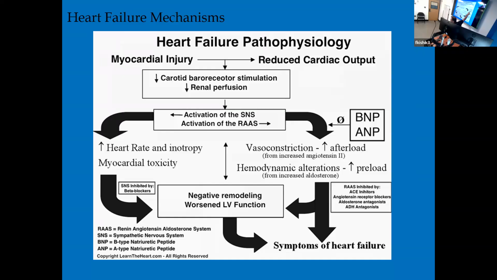That's going to lead to more myocardial stretch because you have more volume in that heart. That's going to lead to increased afterload, increased preload, and it's not really going to be able to compensate that. So that's like the physiology of heart failure. How do we treat this?